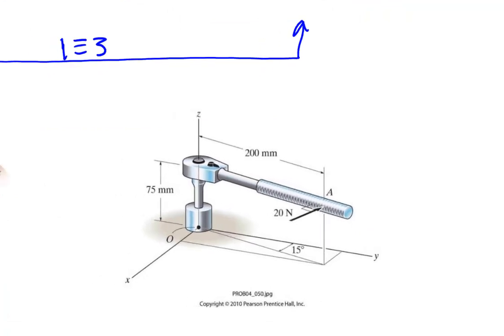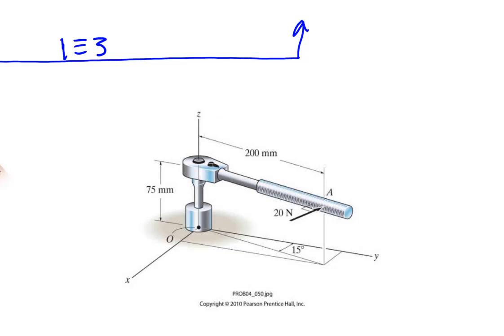Let me zoom in a little bit on this. Is there a way to reposition or reapply that 20 Newton force to have a greater moment about the z-axis? So this is a wrench. We're trying to unscrew some bolt here at point O. And can I reposition that 20 Newton force at a different angle, at a different place, to have a greater moment about Z, which we're trying to use to unscrew that bolt?